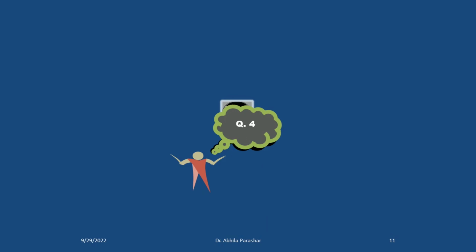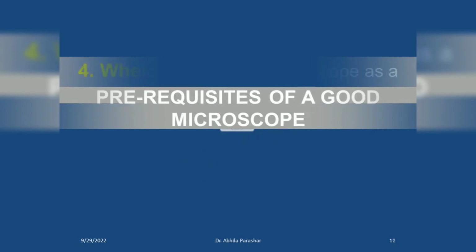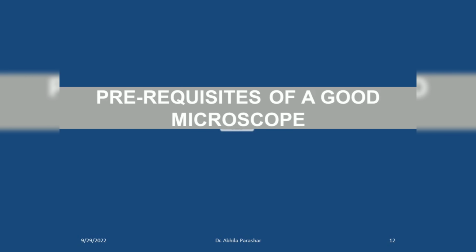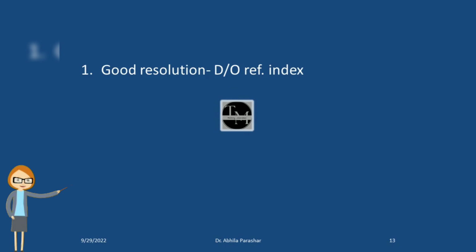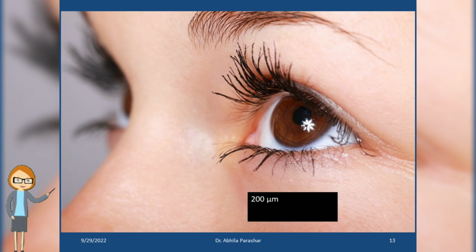Our fourth question is coming. Our fourth question is, when can we say a microscope is a good microscope? To answer this question, we definitely want to know the prerequisites. Our first prerequisite is good resolution, which is dependent on the refractive index of the medium. Our naked eye cannot see anything less than 200 micron, so it should be less than this.